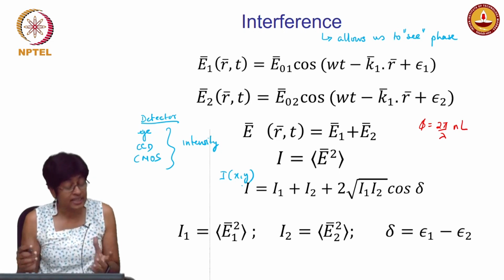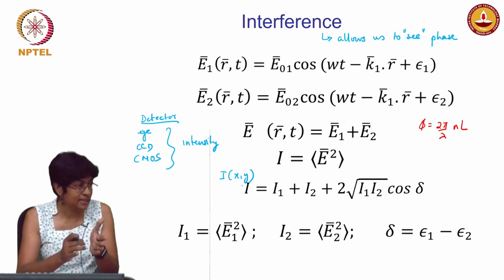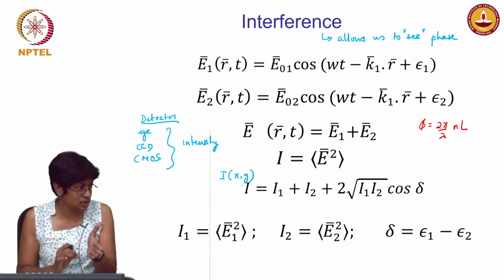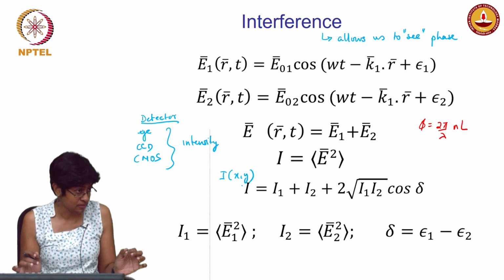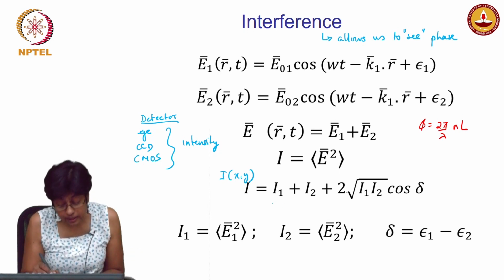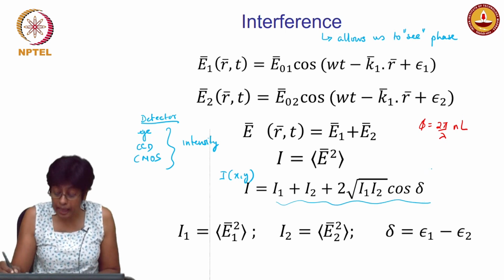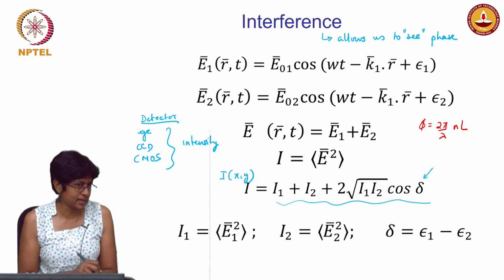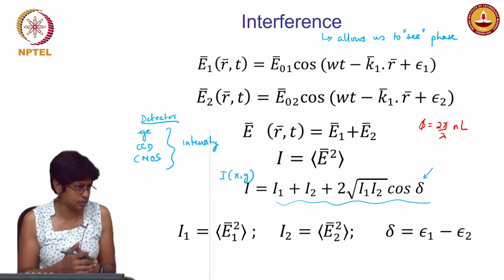The CCD array is measuring I of x, y. So I can say that the intensity at various positions has this value. I still haven't measured phase directly. If somehow I can use this expression, I may be able to extract this delta. Okay, and in this class we're going to figure out how that's possible.